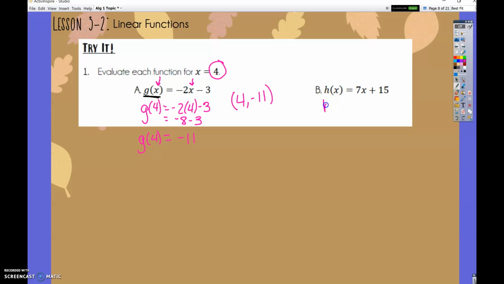So if we quickly try h of 4, that means replace 4 in wherever we see the x in our equation. That would give me 28 plus 15, and that would be our 43. That means if I were to graph this line, the coordinate 4, 43 would be a solution or a point on the line.